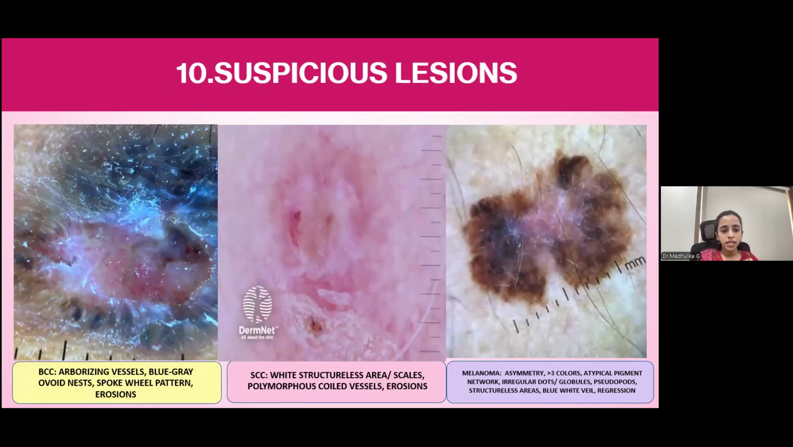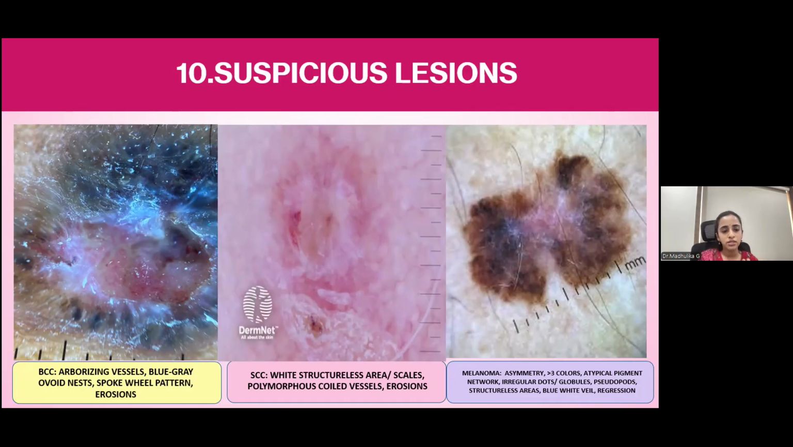In BCC, usually there are basaloid cells which are mutated and proliferating. They are typically in a spoke wheel pattern, and peripherally they might be more exaggerated, with stroma surrounding and supporting this tumor. So you see arborizing vessels within it, and because these are heavily pigmented cells which can shift down, in a pigmented BCC you usually see blue-gray ovoid nests that are visible. Sometimes erosions, ulcerations, etc. are also visible.